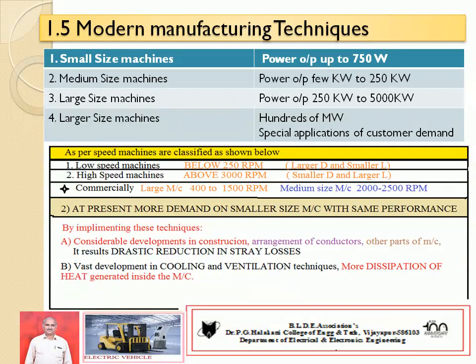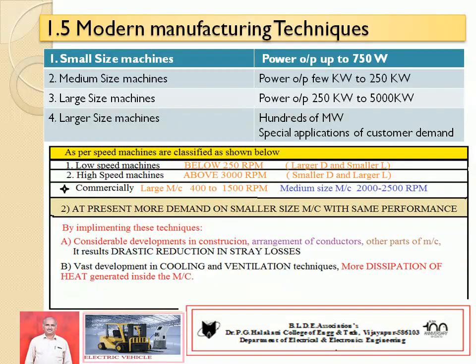As per the speed, machines have been grouped or classified as shown in the second table. Broadly we classify low speed machines and high speed machines. Low speed machines have less than 250 RPM. High speed machines are characterized above 3000 RPM. Commercially, large size machines are in the range of 400 to 1500 RPM and medium size machines are 2000 to 2500 RPM. There is a relation between power, size and speed. Hence the designer has to know that.